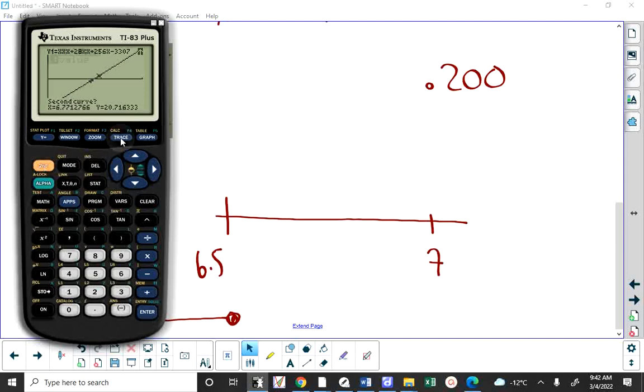Oh, choose 0, put my cursor to the left, put my cursor to the right. And I have a feeling it's going to be a whole number. No, it's not. It's about 6.75.